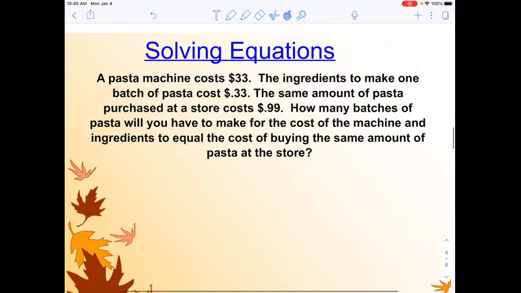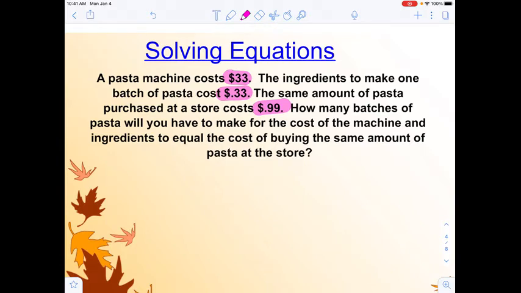Another thing you're going to have to do on the quiz is solve equations by setting up a double-sided equation and then solve it. So this says a pasta machine costs $33. The ingredients to make one batch of pasta cost 33 cents. The same amount of pasta purchased at the store costs 99 cents. How many batches of pasta will you have to make for the cost of the machine and ingredients to equal the cost of buying the same amount of pasta?